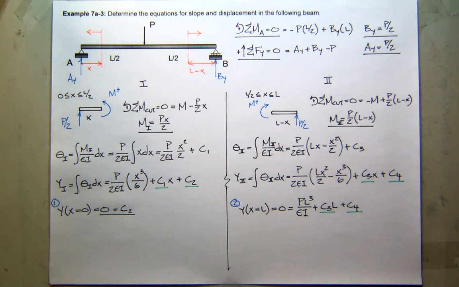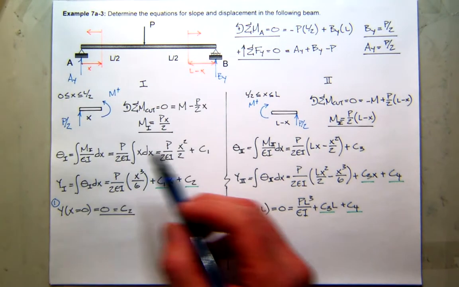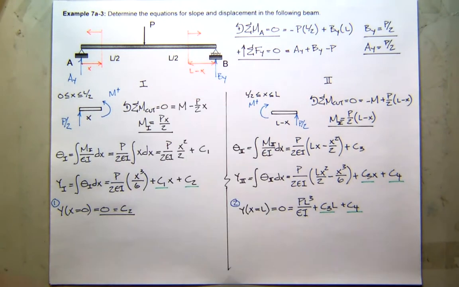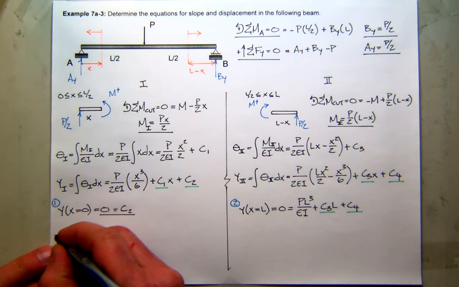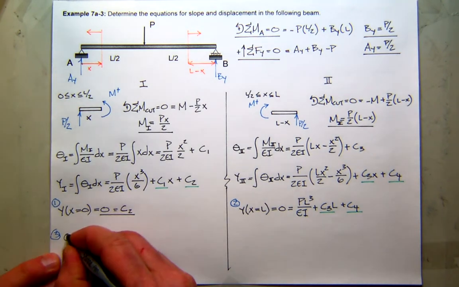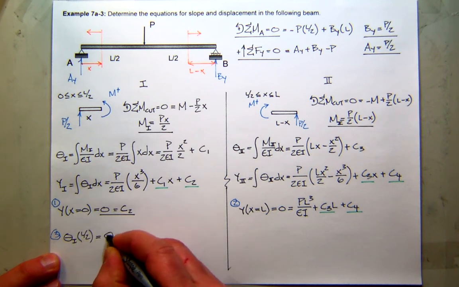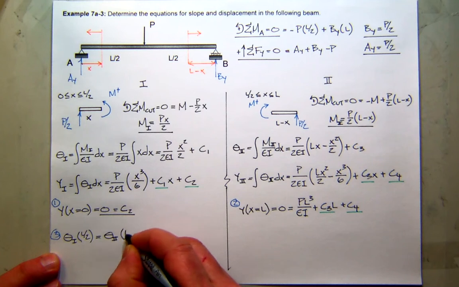So I need how many more equations? 2. What 2 other conditions about this beam can you think of physically that have to be true? I have an equation for the slope in region 1, and an equation for the slope in region 2. Did they share a point? At L over 2. So it's possible that my third condition would be that the slope in 1 at L over 2 has to equal the slope in 2 at L over 2.